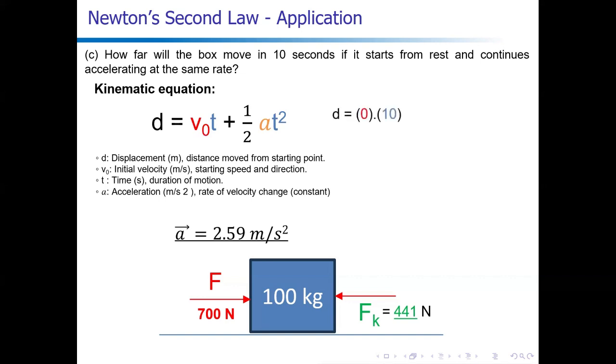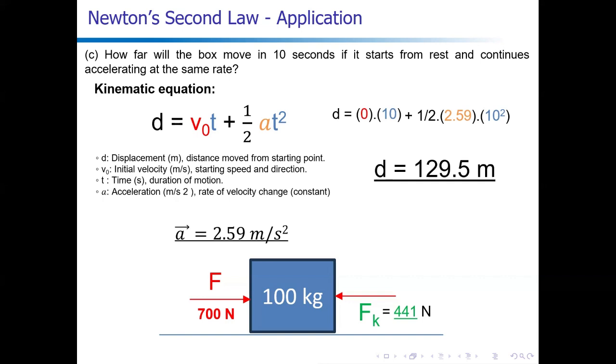Now let's plug in our known values. That gives us 0 times 10 for v0 times t, plus 1/2 times 2.5 multiplied by 10 squared. This gives us a displacement of 129.5 meters. So if the object continues accelerating at the same rate, it will travel 129.5 meters in 10 seconds.